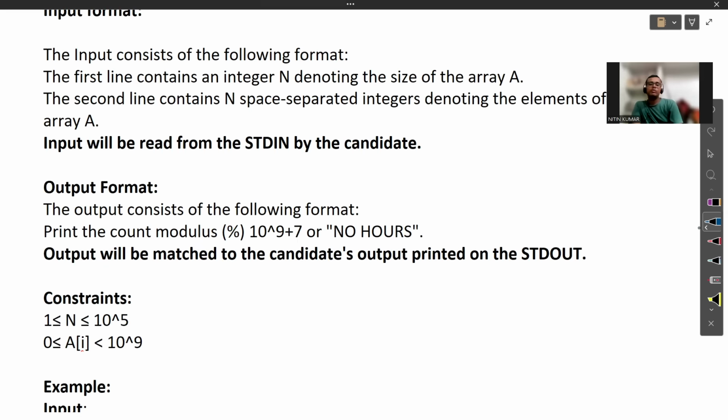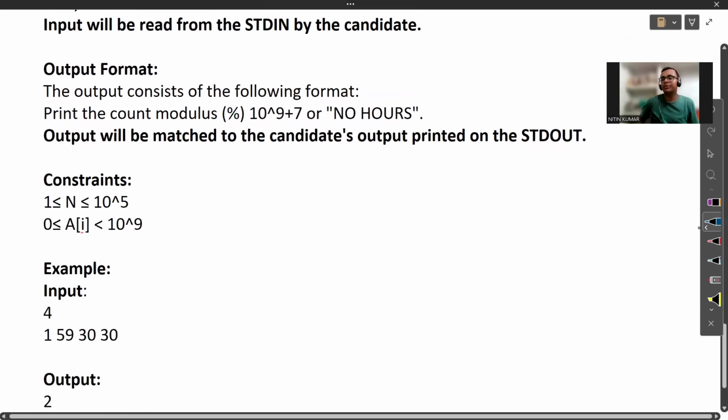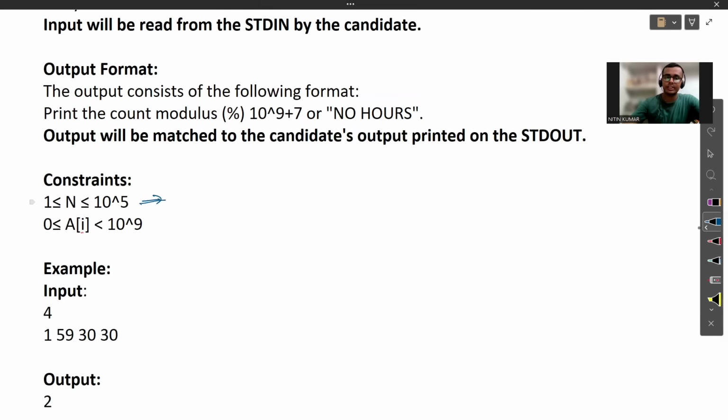Okay, you can see the constraint. Now the very important term comes. Always look for the constraints in the problem. We are going to discuss it after we discuss brute force also. The constraint says the value of n would be greater than or equal to 1 and it goes up to 10 to the power 5. So the maximum size of the array could be 10 to the power 5.